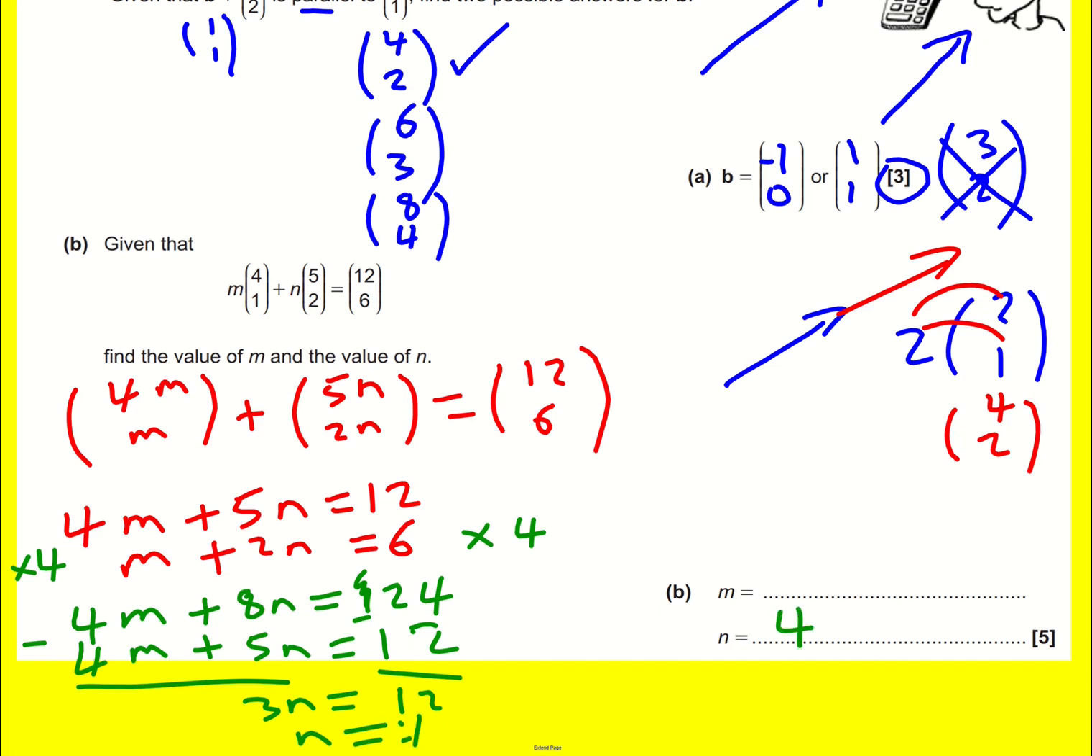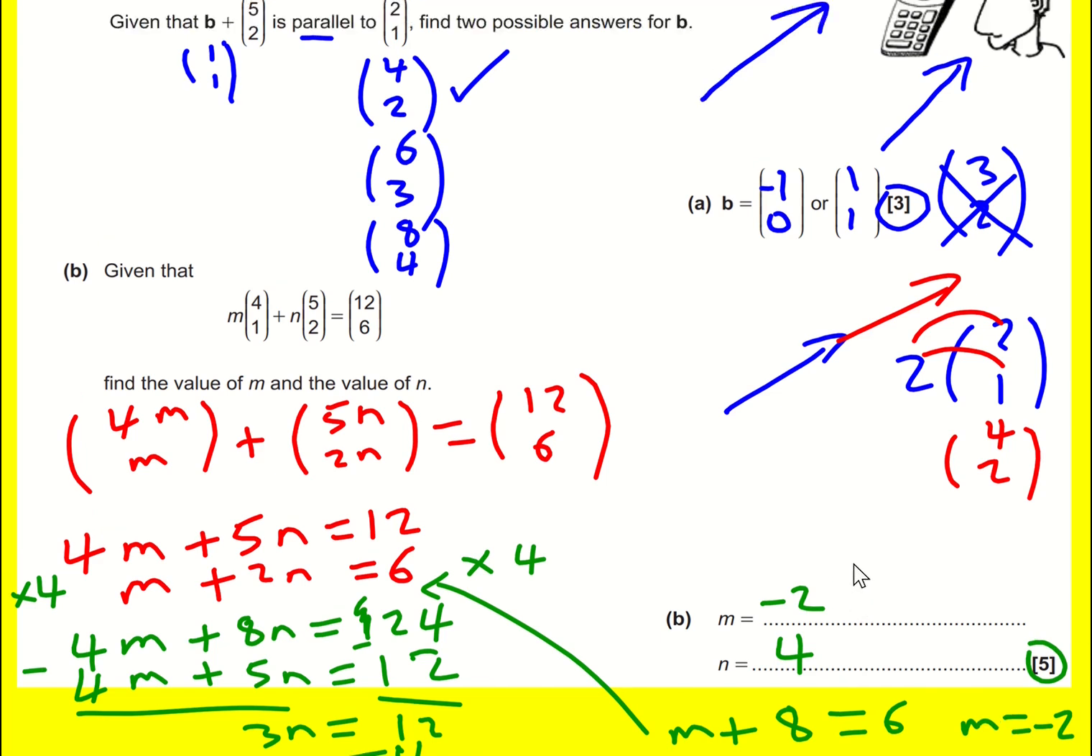Then I can substitute it back into this one. So it must be that m plus 2 times 4, plus 8, equals 6. And I'm going to get that m is equal to -2. Okay, so a vector question becomes a simultaneous equations question, but we can still deal with it, and that's our answer.